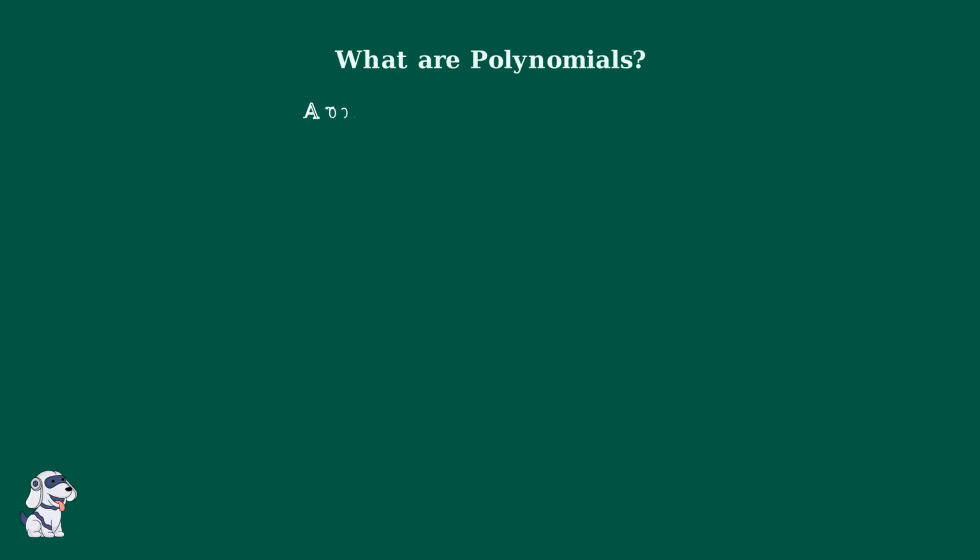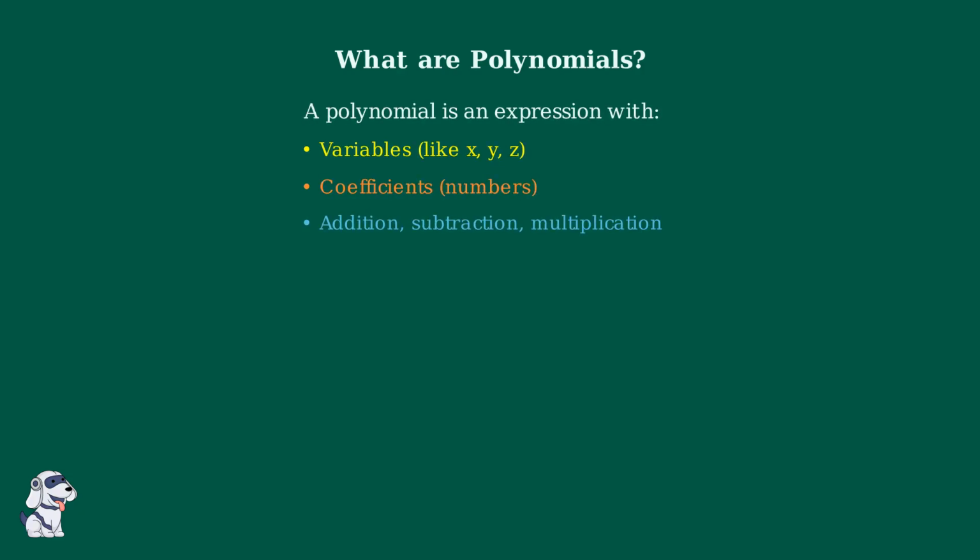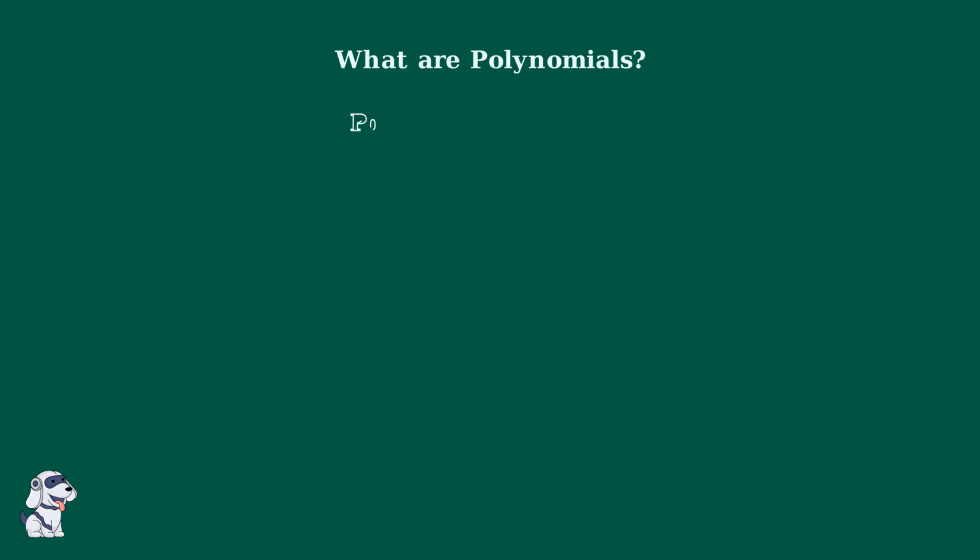A polynomial is a mathematical expression that consists of variables and coefficients, combined using only addition, subtraction, multiplication, and non-negative integer exponents. Let's look at some examples of polynomials. Here we have 3x squared plus 2x minus 5. Each term has a different color to help you see the structure clearly.